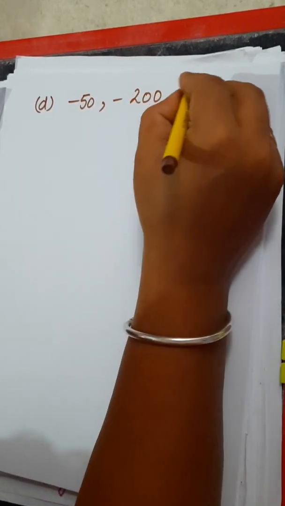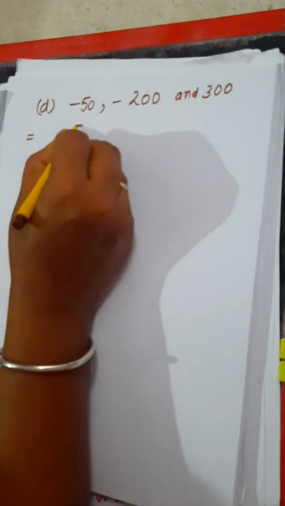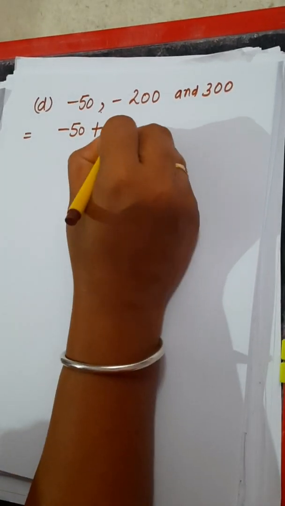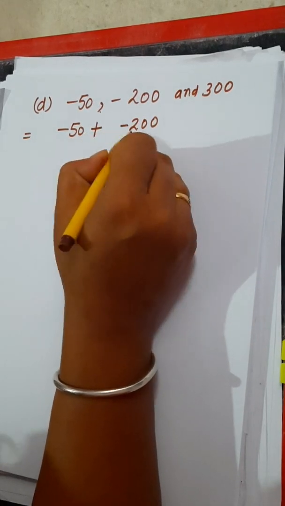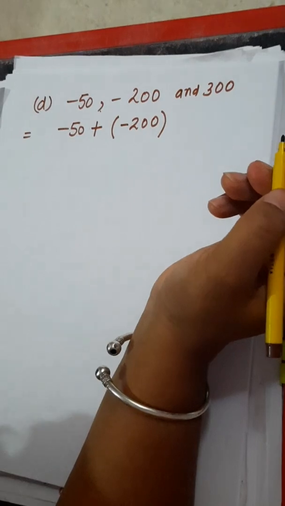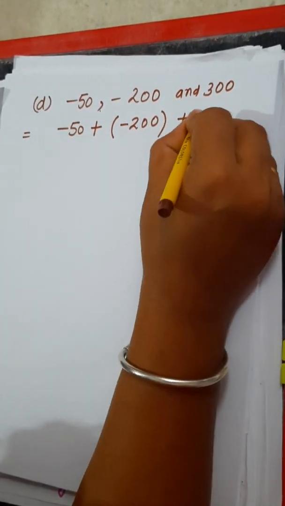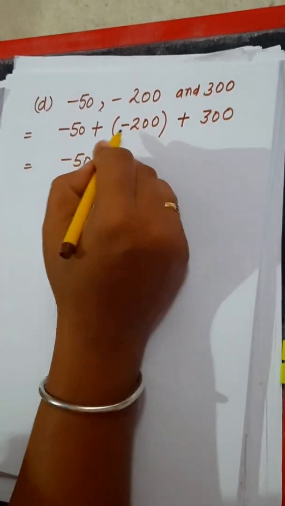minus 200 and 300. As we have the question, find the sum. So I will write minus 50. Instead of comma, I will write plus. Now this minus 200, we know that we can't write two operations like this. To differentiate, I have to put the symbol of a bracket. Then I will write plus, then this. My first step is I have to solve this bracket.